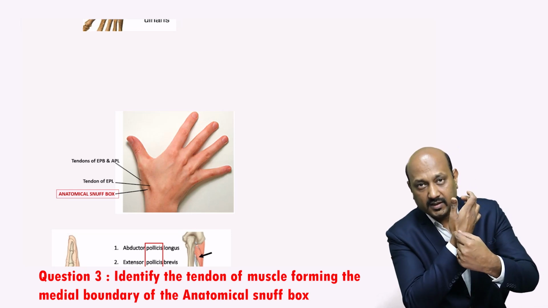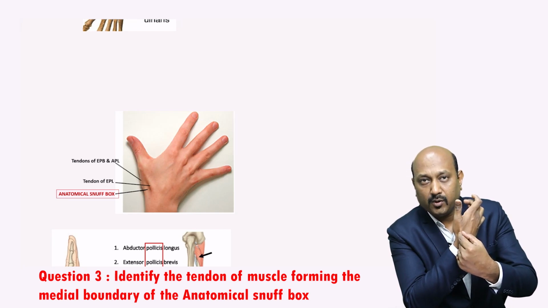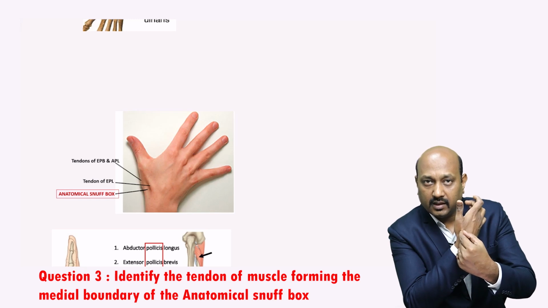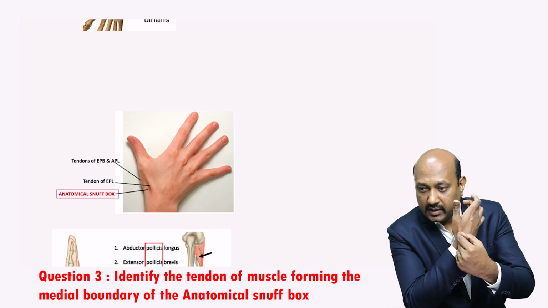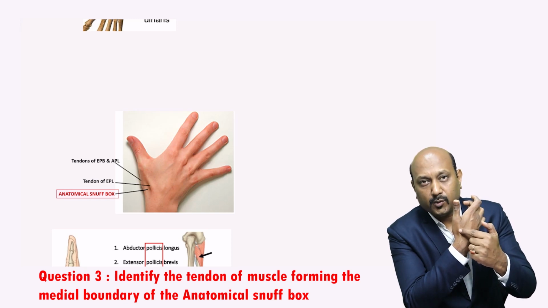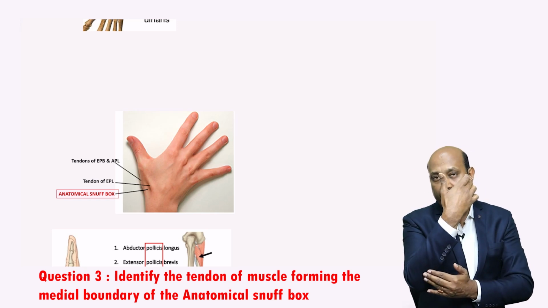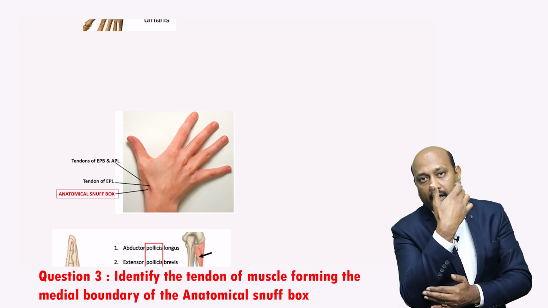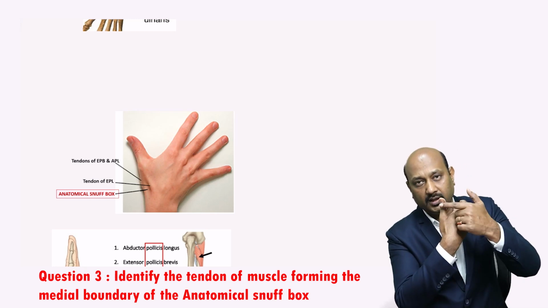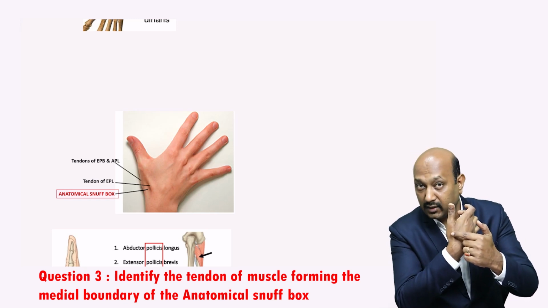And you can see here this tendon is making the medial boundary of this anatomical snuff box, and the name of this tendon has been asked in the exam, right? This tendon is the tendon of the muscle known as the extensor pollicis longus, which is making the medial boundary of this snuff box. The extensor pollicis longus takes origin from the posterior aspect of the ulna, and it inserts into the distal phalanx of the thumb.